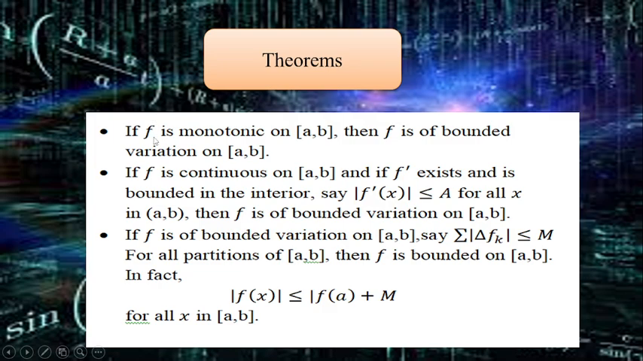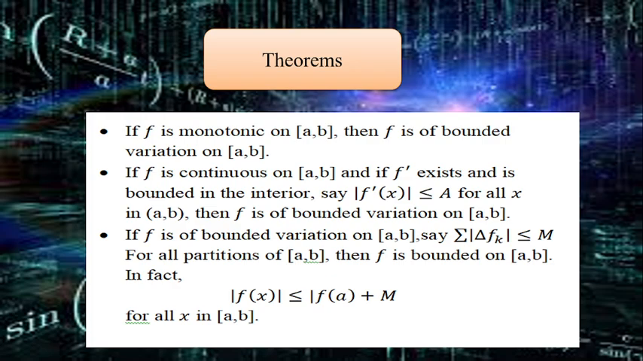There are a few theorems derived out of bounded variation. First one: if f is monotonic on [a, b], then f is of bounded variation on [a, b]. So monotonic implies bounded variation. Second: if f is continuous on [a, b] and if f dash exists and is bounded in the interior, say modulus f dash of x is less than or equal to A for all x in the open interval (a, b), then f is of bounded variation on [a, b].